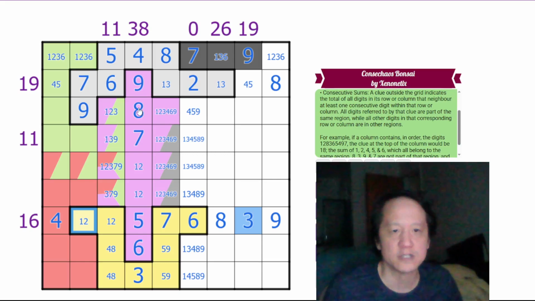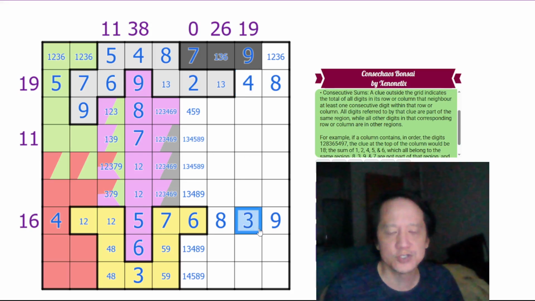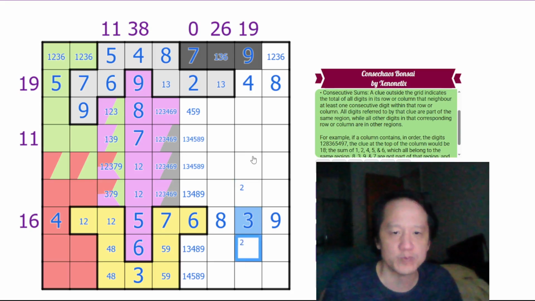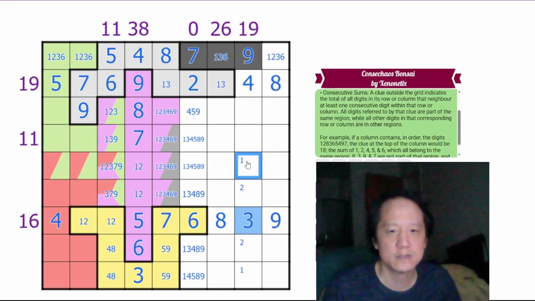Oh, that tells us a lot, actually. This 4 eliminates 4 here, so this is 5, which makes this a 4. This is 3. It must be consecutive with a 2 in one of these 2 spots, which must be consecutive with a 1 in one of those 2 spots.